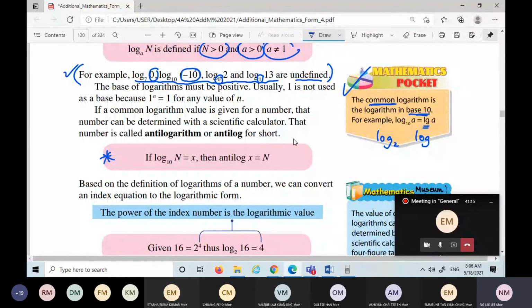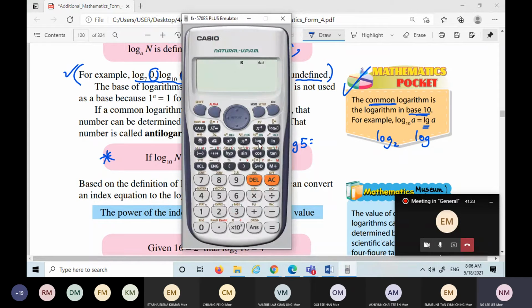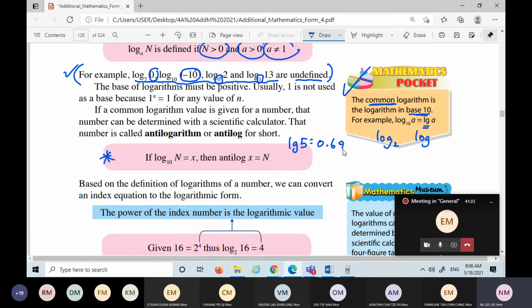I give one example. Let's say we find log 5. We press the calculator: log, 5. So the answer is 0.69897. And continue. Antilog means the other way around.